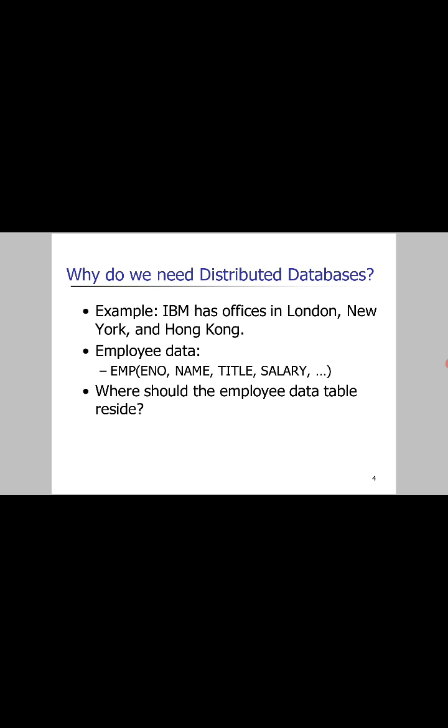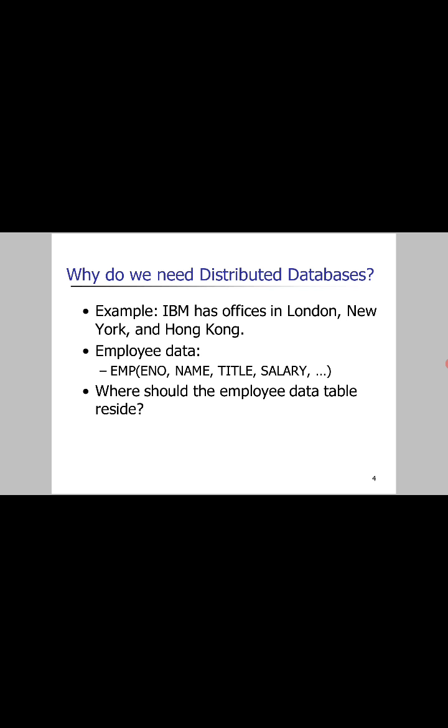So what are distributed databases? In distributed database systems, multiple processors plus memories are used. Means more than one processor and more than one type of RAM are used, with heterogeneity and autonomy of components. Why do we need a distributed database? For example, IBM has offices in London, New York and Hong Kong. Employee data: employee number, name, title, salary. Where should the employee data table reside?